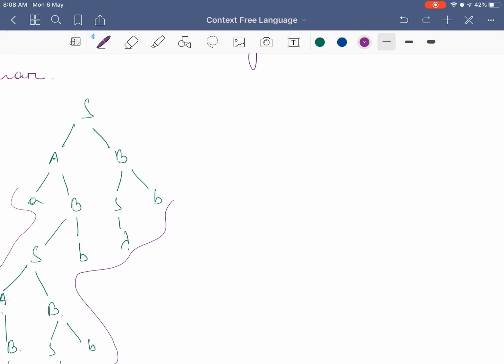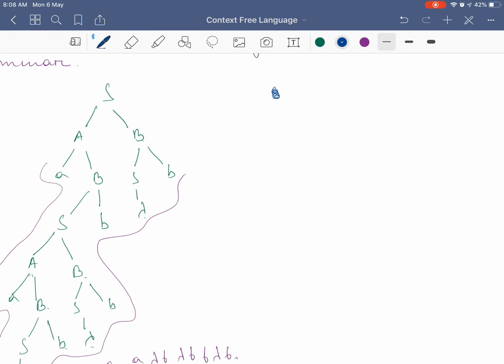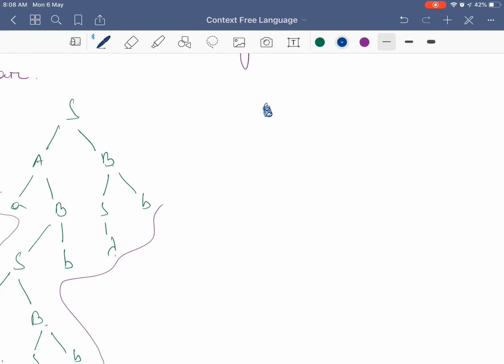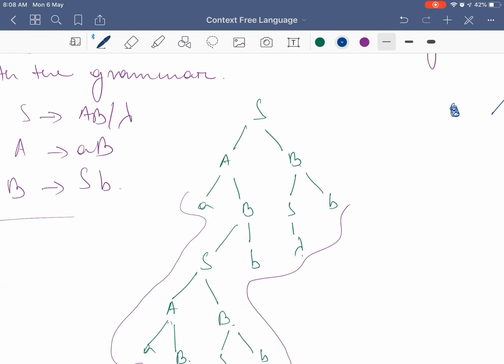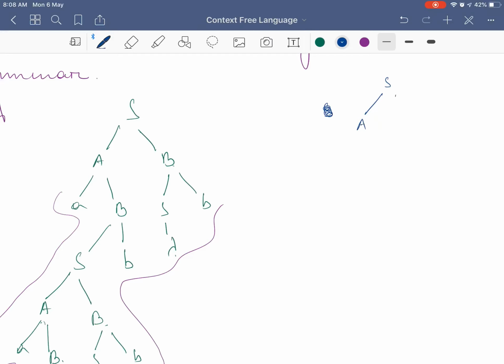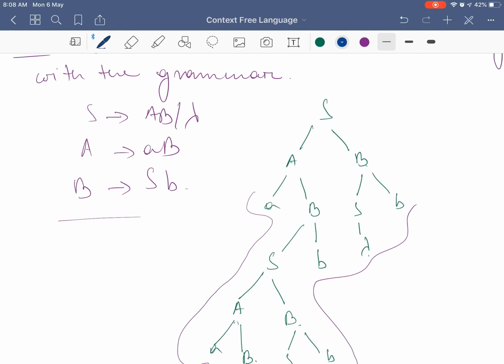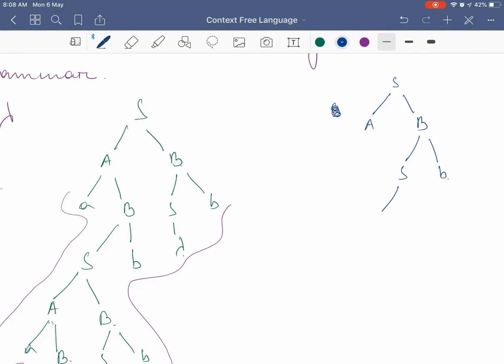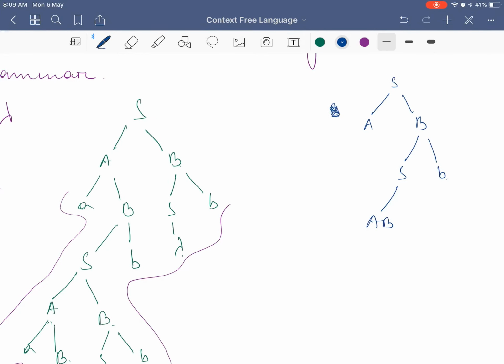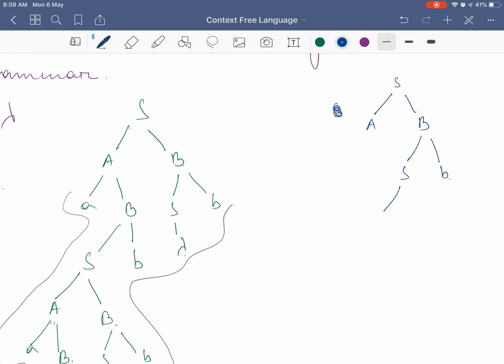Now let us try to find out whether any other equivalent tree is possible or not. Again start with S to AB, right? S to AB. Now in such a case I will replace this S again with S and small b. Replace this S with small b, fine. Then this S will again become capital A, then capital B.